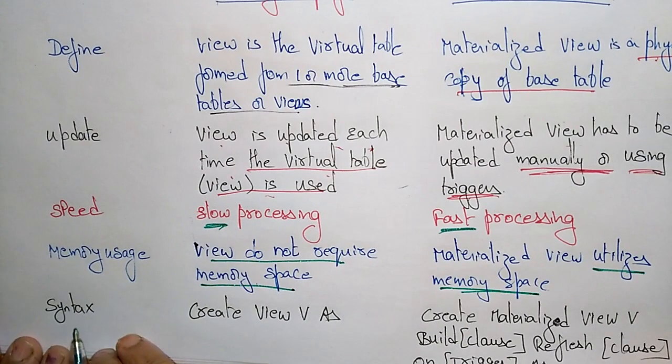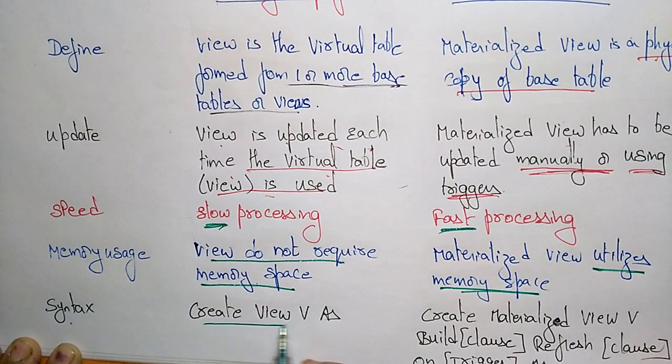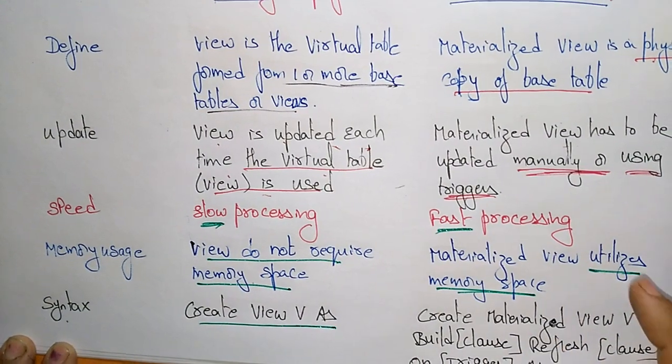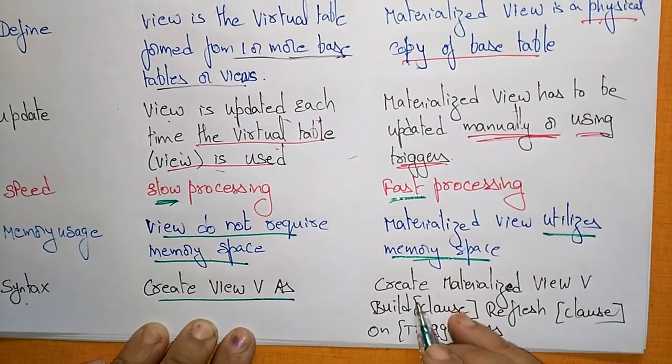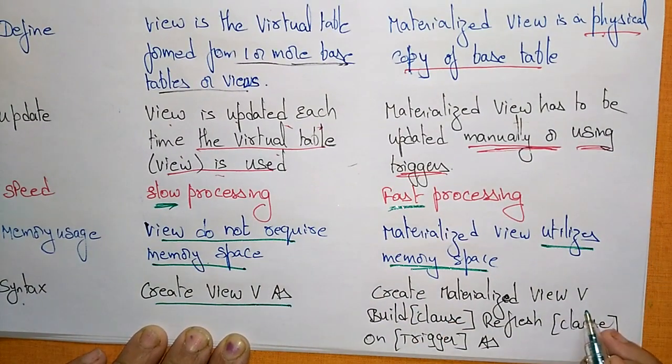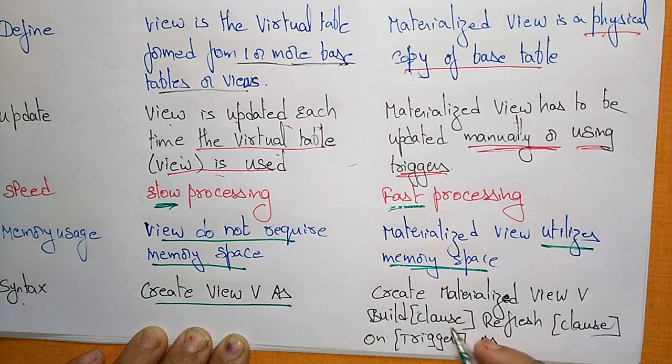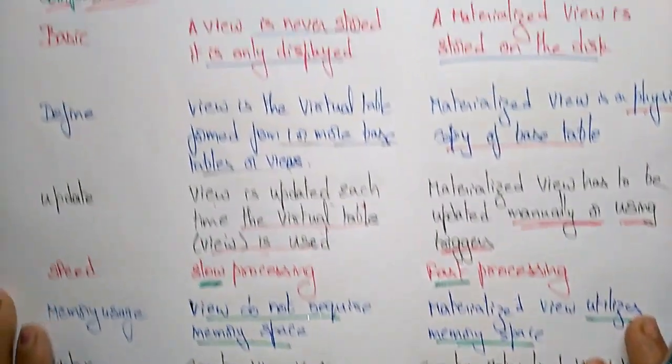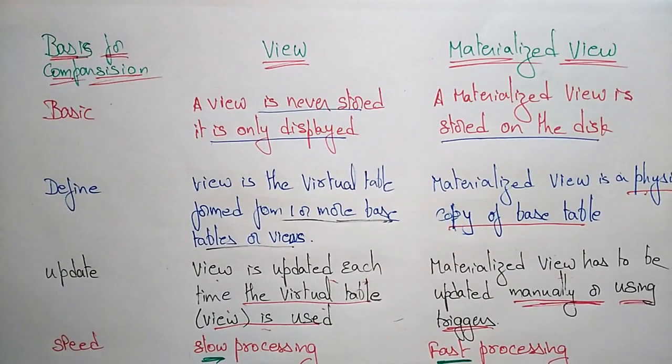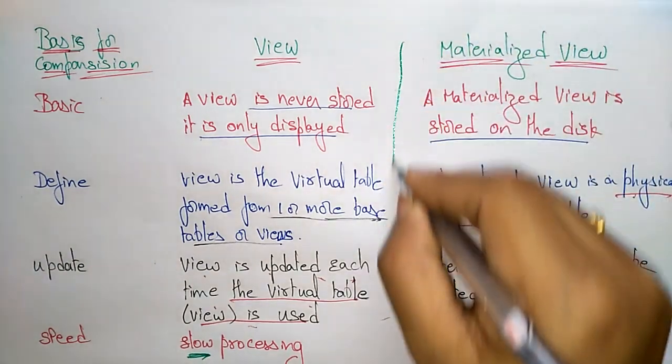Now coming to the syntax. For a view: create view v as expression. For a materialized view: create materialized view v, build clause, refresh clause, on trigger, as expression. So this is the difference between a view and a materialized view.